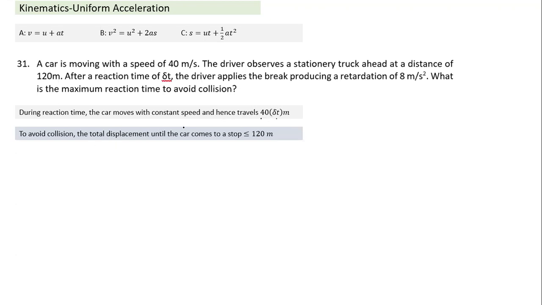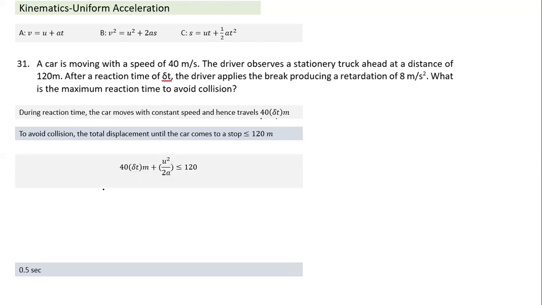The total displacement until the car comes to a stop has to be less than or equal to 120. If the displacement is 120, it means it will just touch that point and come to a stop. It will not have a collision. So for the two displacements, we need to write two equations. This is the displacement during reaction time, and this is the displacement during retardation.